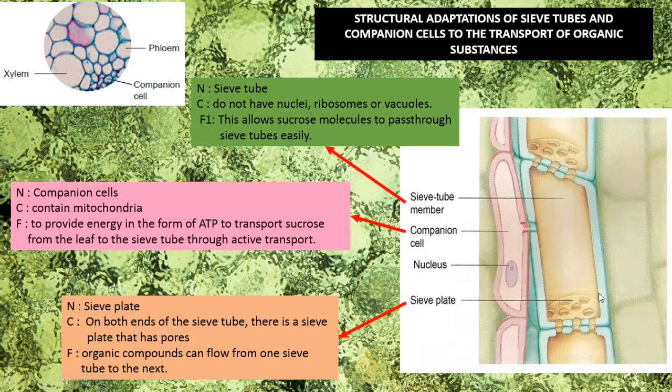And the last one is sieve plate. This is the structure of sieve plate. Sieve plates are on both ends of the sieve tube. At the location on both ends of the sieve tube, there is a sieve plate that contains pores. The function of the sieve plate is to allow the organic compound to flow from one sieve tube to the next sieve tube.